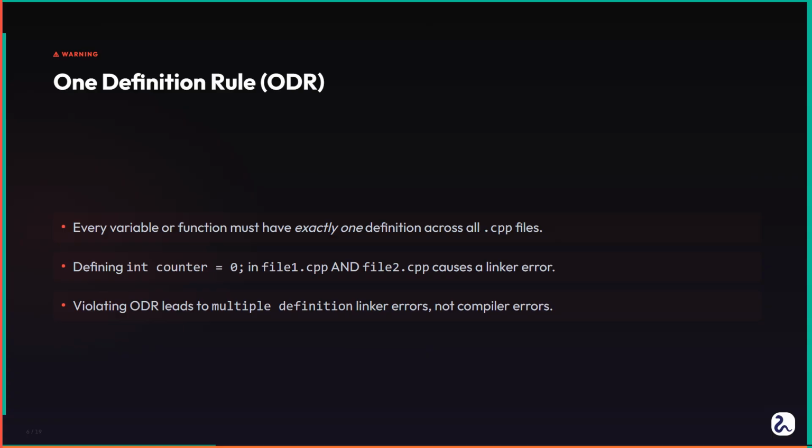You can declare it multiple times, but only one definition is allowed. If you define the same variable twice, even in different files, the linker will complain. Imagine you have int counter = 0 in file1.cpp and int counter = 0 again in file2.cpp. When the linker tries to combine these, it sees two separate memory allocations for counter and does not know which one to use. You will get a linker error similar to "multiple definition of counter." This is why extern is so important for global variables shared across files.